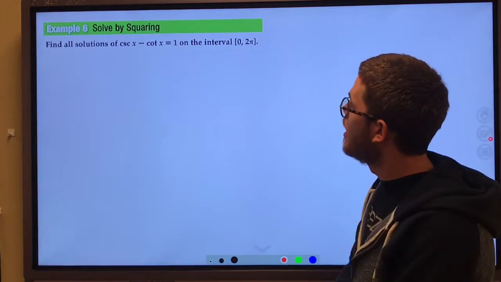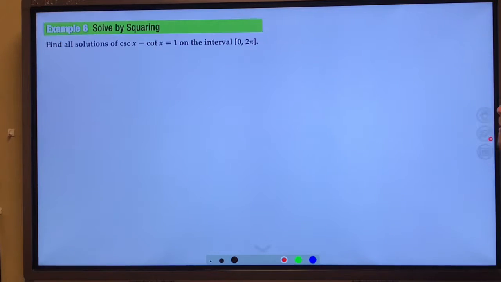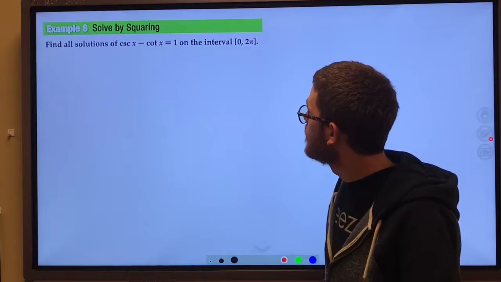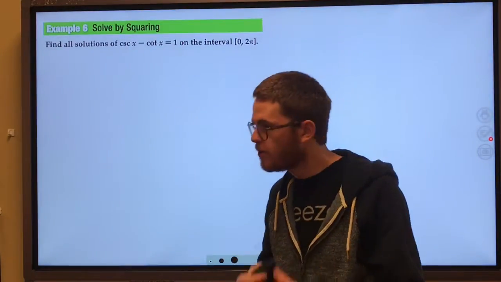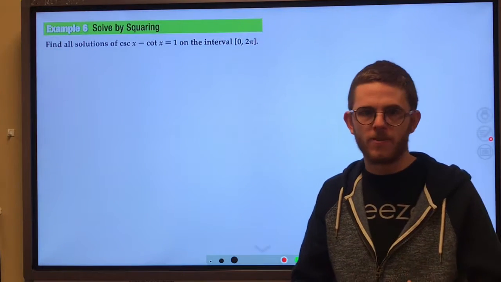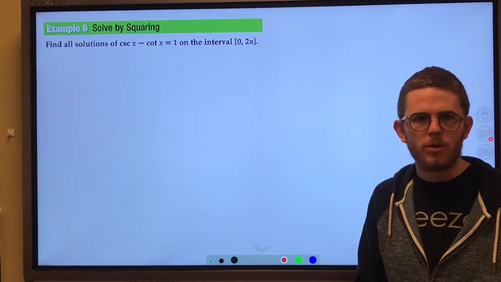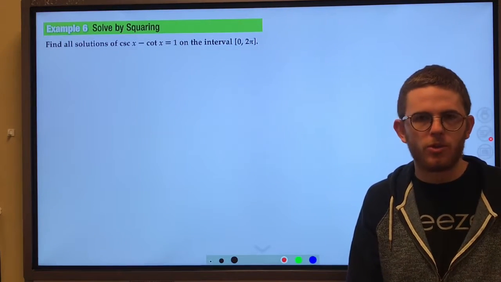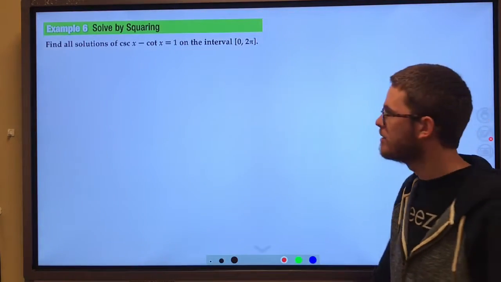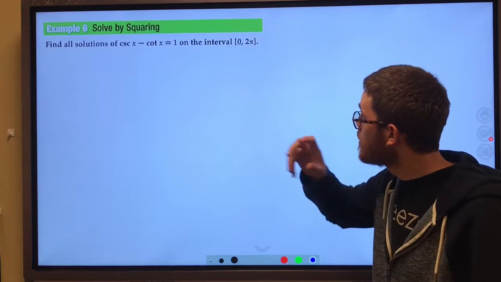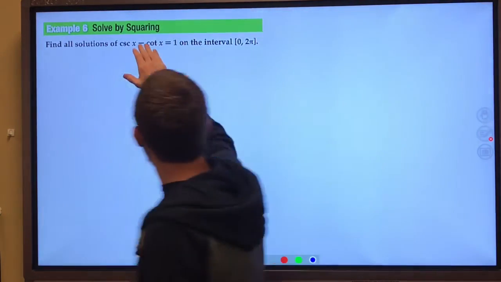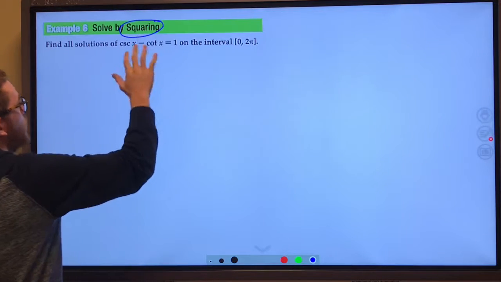All right, here we've got cosecant of x minus cotangent of x equals 1. Whenever we start getting into the cosecants and the cotangents and secants and all that stuff, we don't really understand it as much as we do just good old sine and cosine and tangent. So you have to be careful, take your time with these. The method that we're going to try on this one is to actually square both sides.